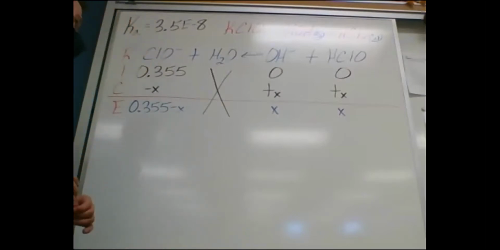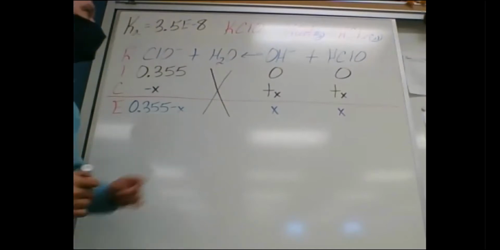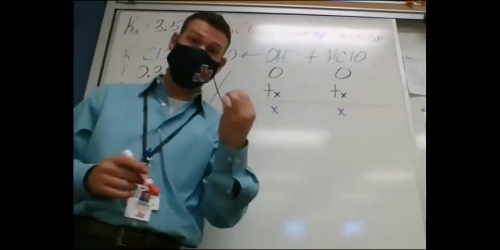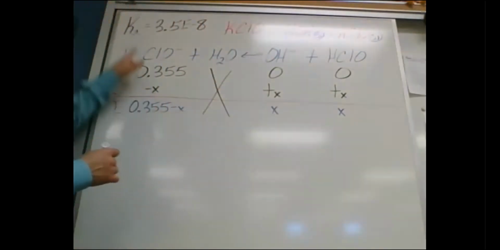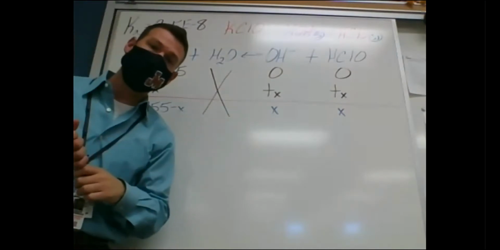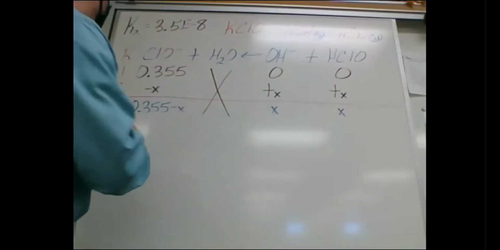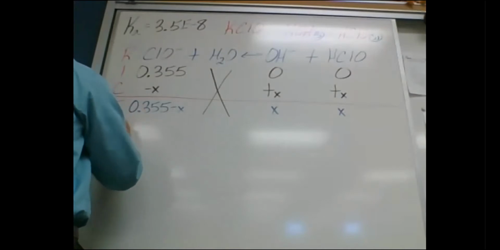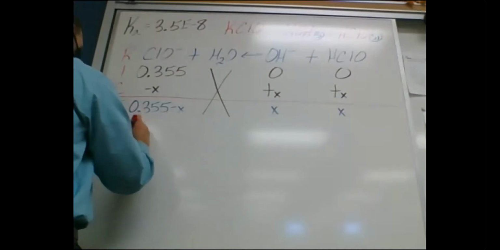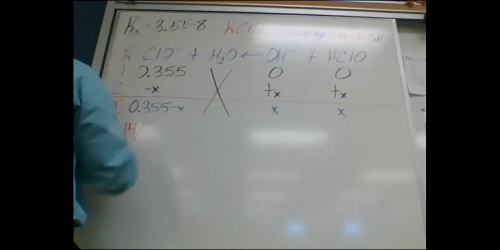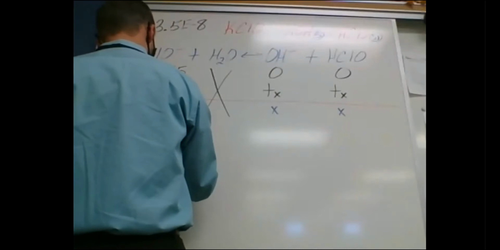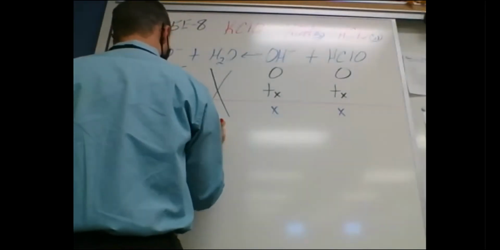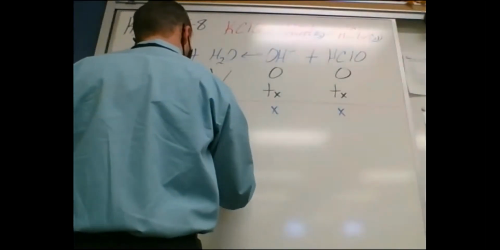The information that was given at the beginning of the problem was this Ka value, but I see that I have a mismatch, as I always will in hydrolysis, with the OH minus product. So instead of a Ka, I need a Kb. So I'm going to divide Kw by Ka to get Kb.